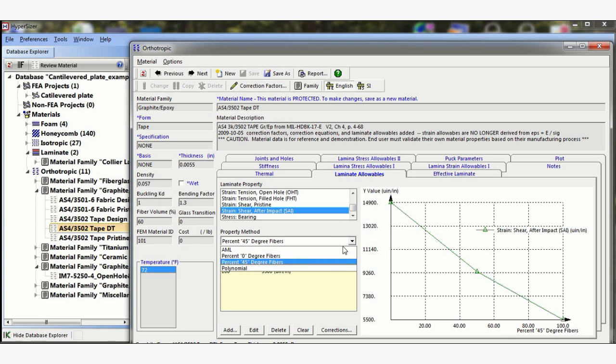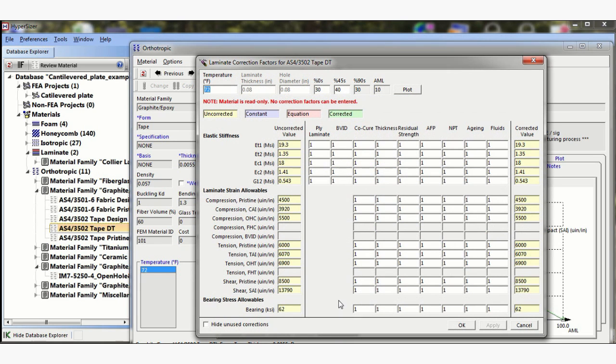Now we can create these graphs using percentages of zeros, percent 45s, percent 45 fibers, or the old Lockheed Boeing method was AML. This goes back a long time, and we enter our allowables. As you can see already, we've only got one form here, whereas the laminate allowables we had a whole bunch of forms. And then Collier's included these corrections.